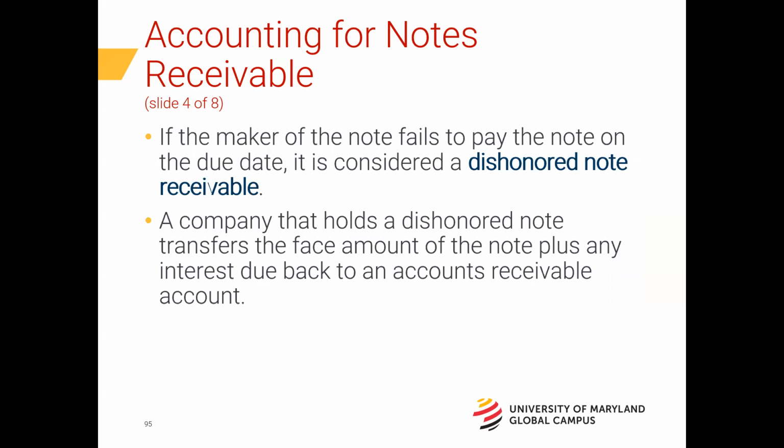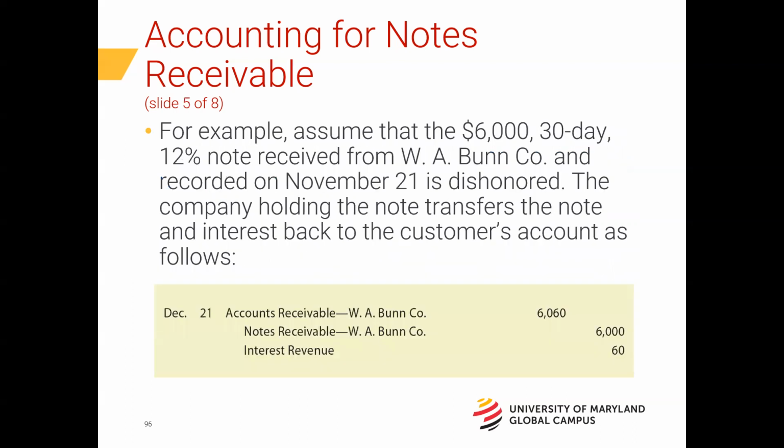Sometimes, and this is terrible when this happens, even after we converted the customer's account receivable into a note receivable, they still decide not to pay us. That's called a dishonored note receivable. It's dishonored for the obvious reason, right? And so sometimes that happens, and what do we do? We send it back to account receivable.